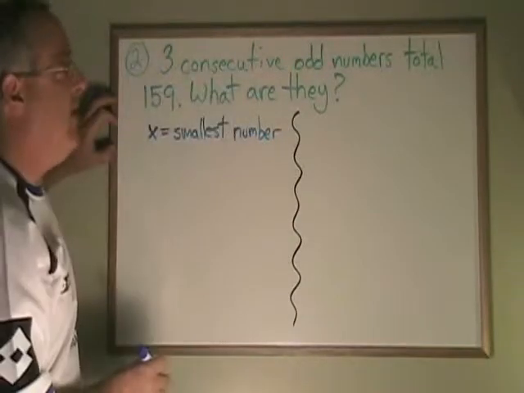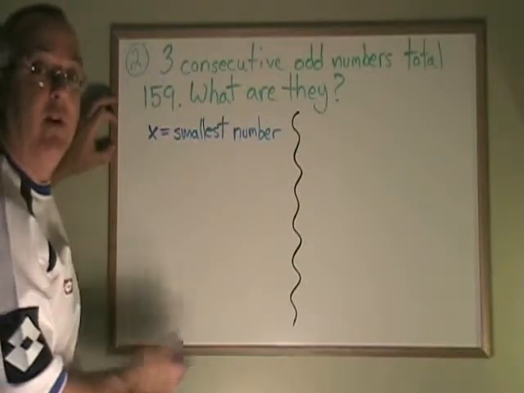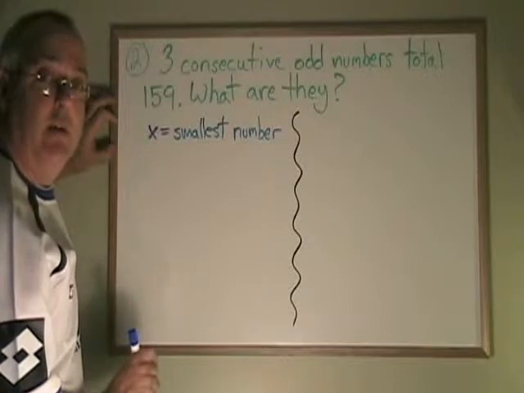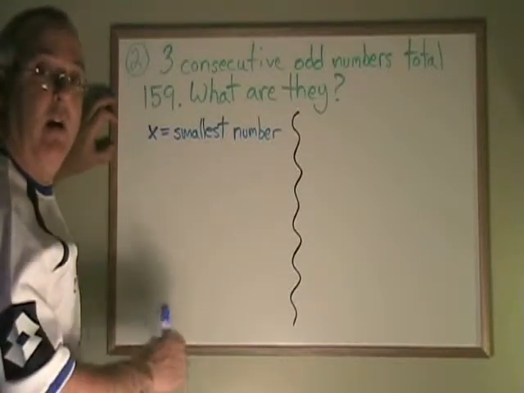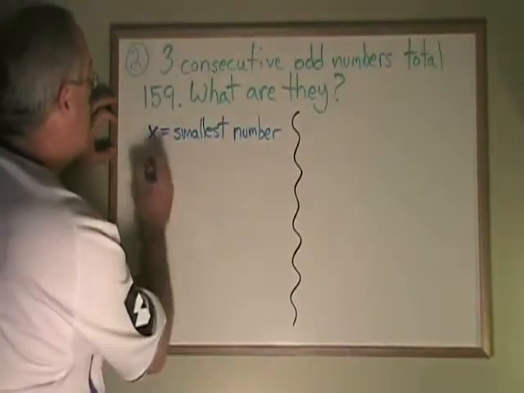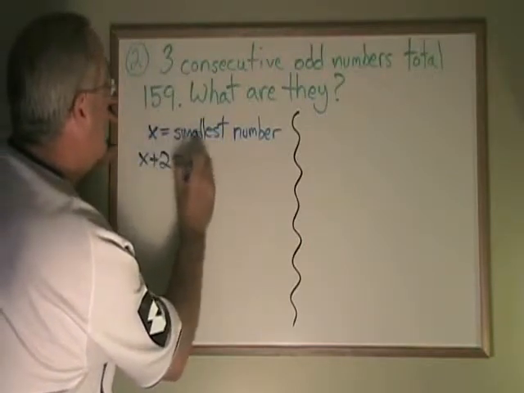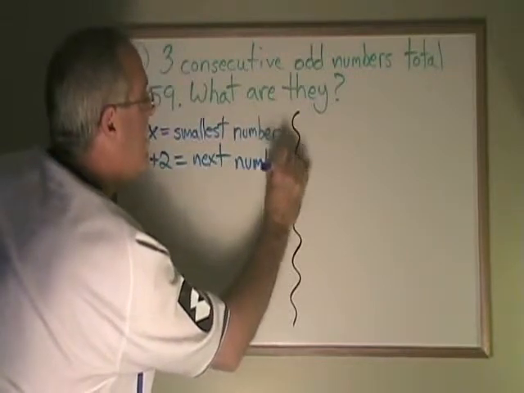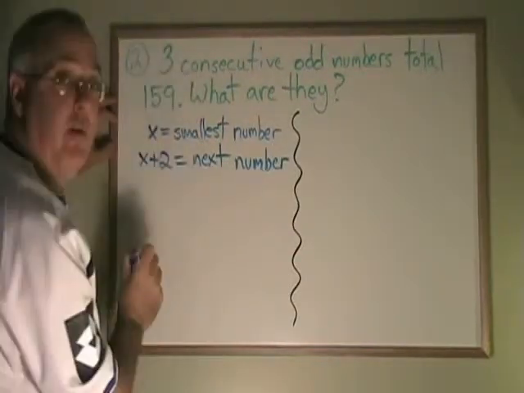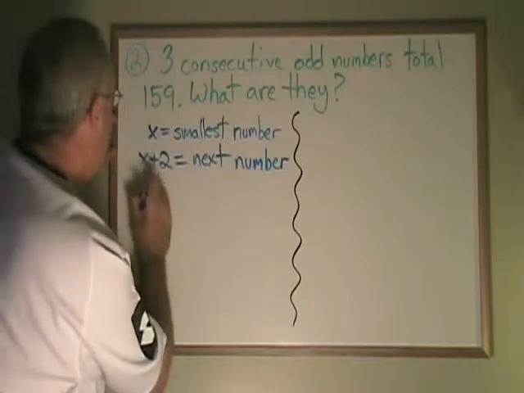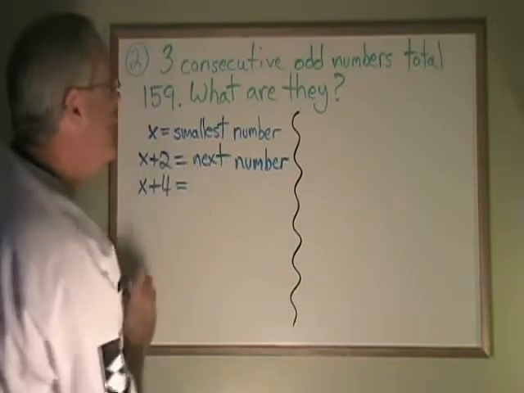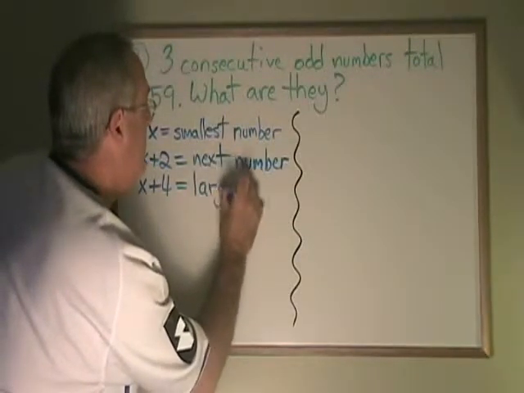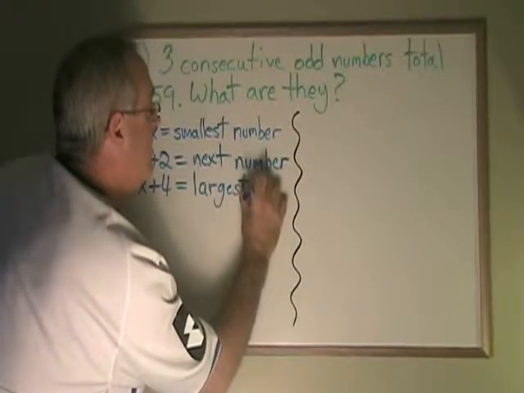The next consecutive odd number would be arrived at by adding 2 to the smallest number. Remember, we're doing consecutive odd numbers, not just consecutive numbers. Odd numbers go up by 2's. So, x plus 2 equals the next number. And since we're looking for 3 consecutive odd numbers, I have to define x plus 4 is equal to the last of the 3 numbers, or the largest of the 3 numbers.